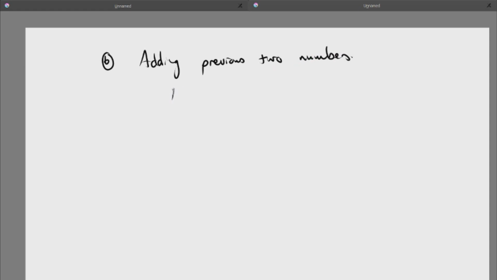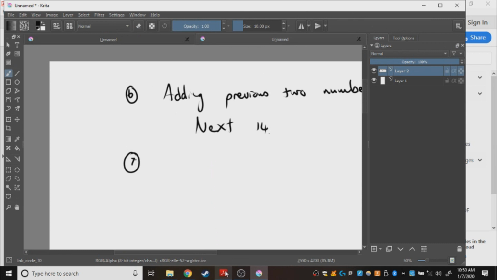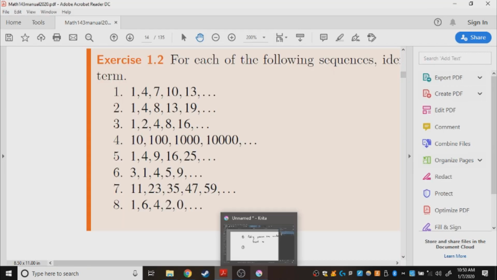What number are we on? 6. So to get the 4, we add the 3 and the 1. To get the 5, we add the 1 and the 4. So we're adding the previous 2 numbers. And the next one should then be 14. That works. Awesome. That is awesome. All right, success. Glad she was here.